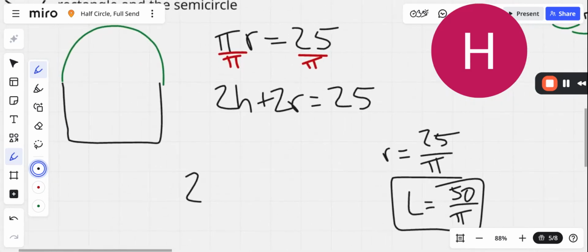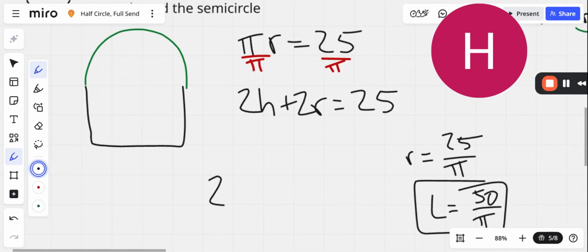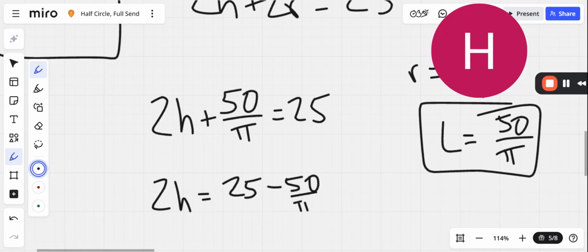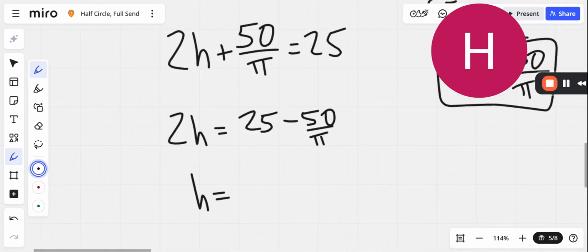Now as far as the height or the width of the rectangle goes, this is simply going to say 2h plus 50 over pi equals 25. And this is very easy to just do some moving around, right? We can just subtract 50 over pi from both sides, divide both sides by 2, and we get that h equals (25 minus 50 over pi) over 2.